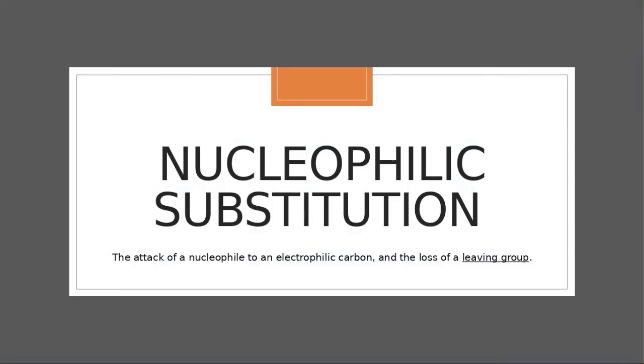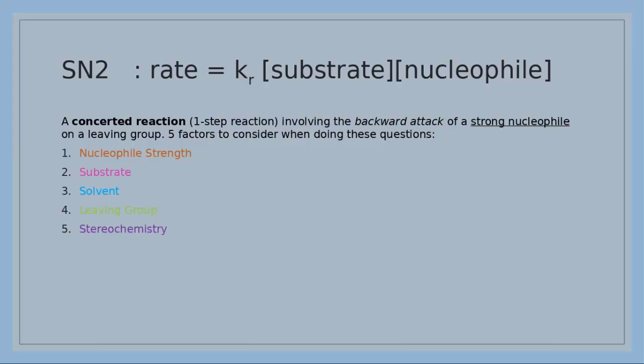So now we're going to move on to nucleophilic substitution. The basic term is this is an attack of a nucleophile to an electrophilic carbon and a loss of a leaving group. Take some water. Okay, so first we're going to go over SN2. It's called SN2 because there's two reactants in the rate law. We have the substrate and the nucleophile to consider. That's why it's called SN2.